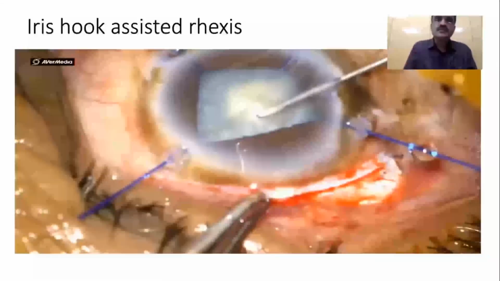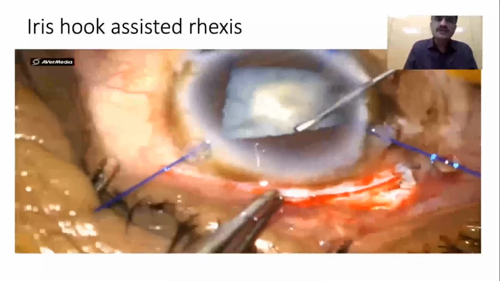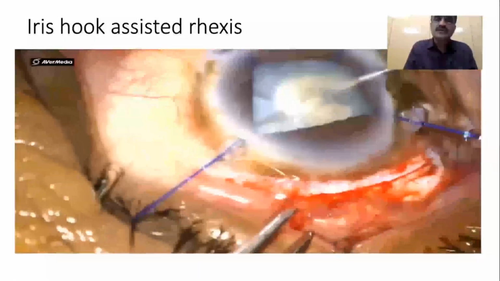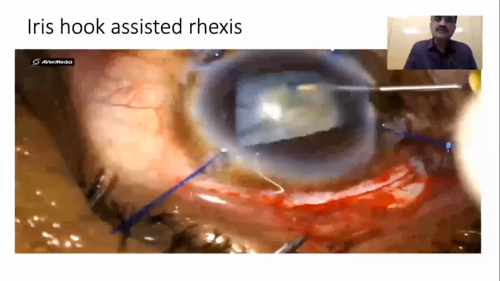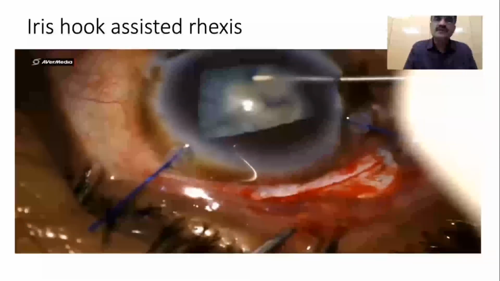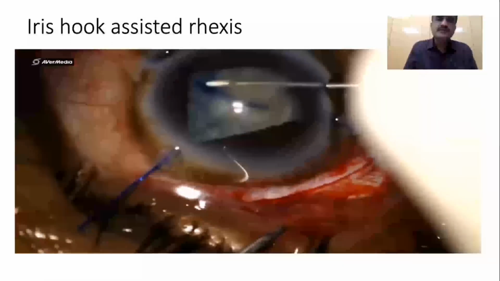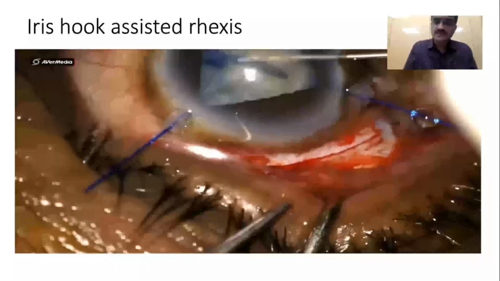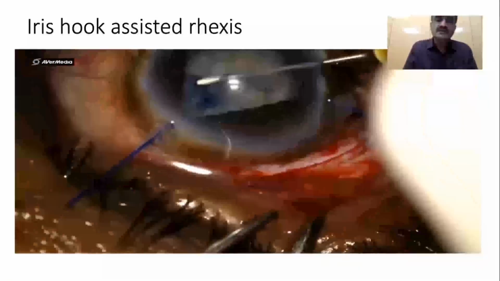In cases where the pupil is very small, you can try to dilate the pupil either by using a pupil dilating device or usually using pupil expanders. The commonest and the cheapest one is an iris hook. You can retract the iris, stain the capsule, and fashion out the Rhexis.